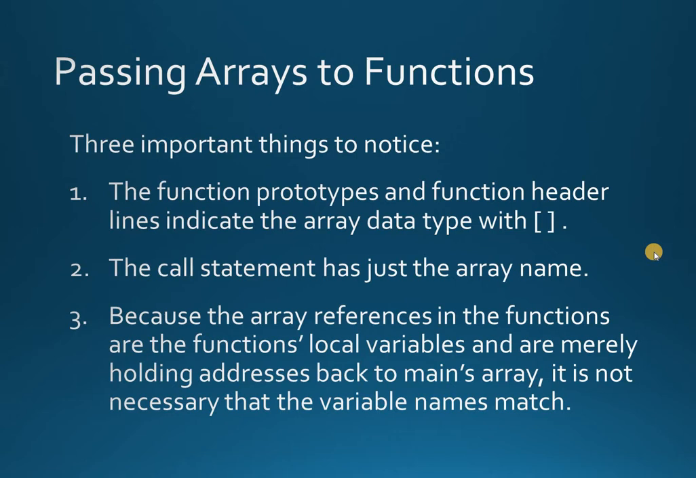Three important things to notice. You always have to use the array data type with the array brackets, because otherwise it won't know it's an array. When you call a function and pass an array, you just use the array name. And the name of the array in the local function does not have to be the same as the name of the array in main.